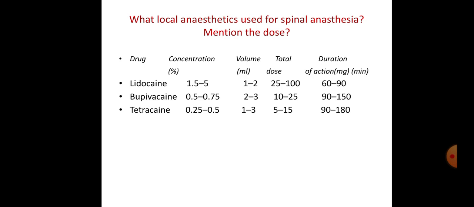See, for lidocaine we are comparatively taking a higher concentration than bupivacaine and tetracaine. Comparing bupivacaine and tetracaine, we are taking a lesser dose of tetracaine. The volume we are taking is 1 to 3 ml. The total dose also gradually reduces from lidocaine to tetracaine. When it comes to duration of action, tetracaine has a longer duration of action than bupivacaine, and bupivacaine has a longer duration of action than lidocaine.